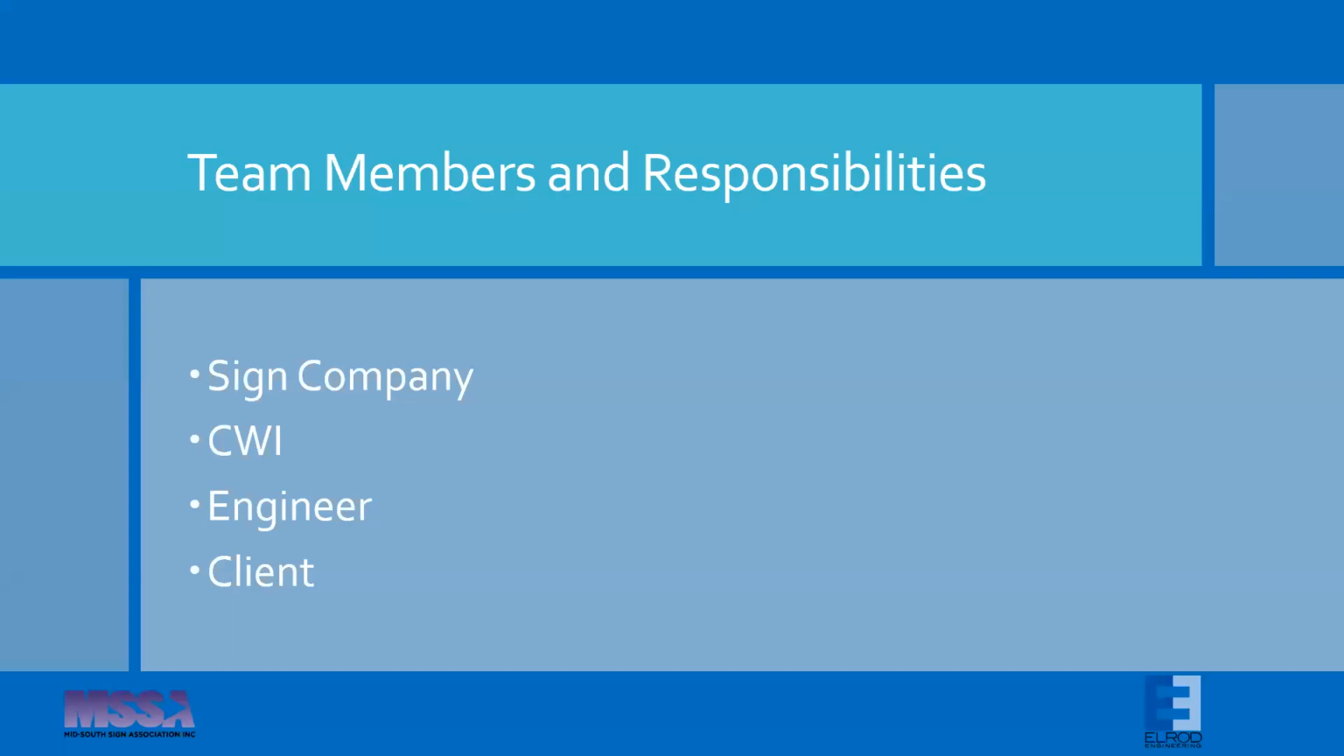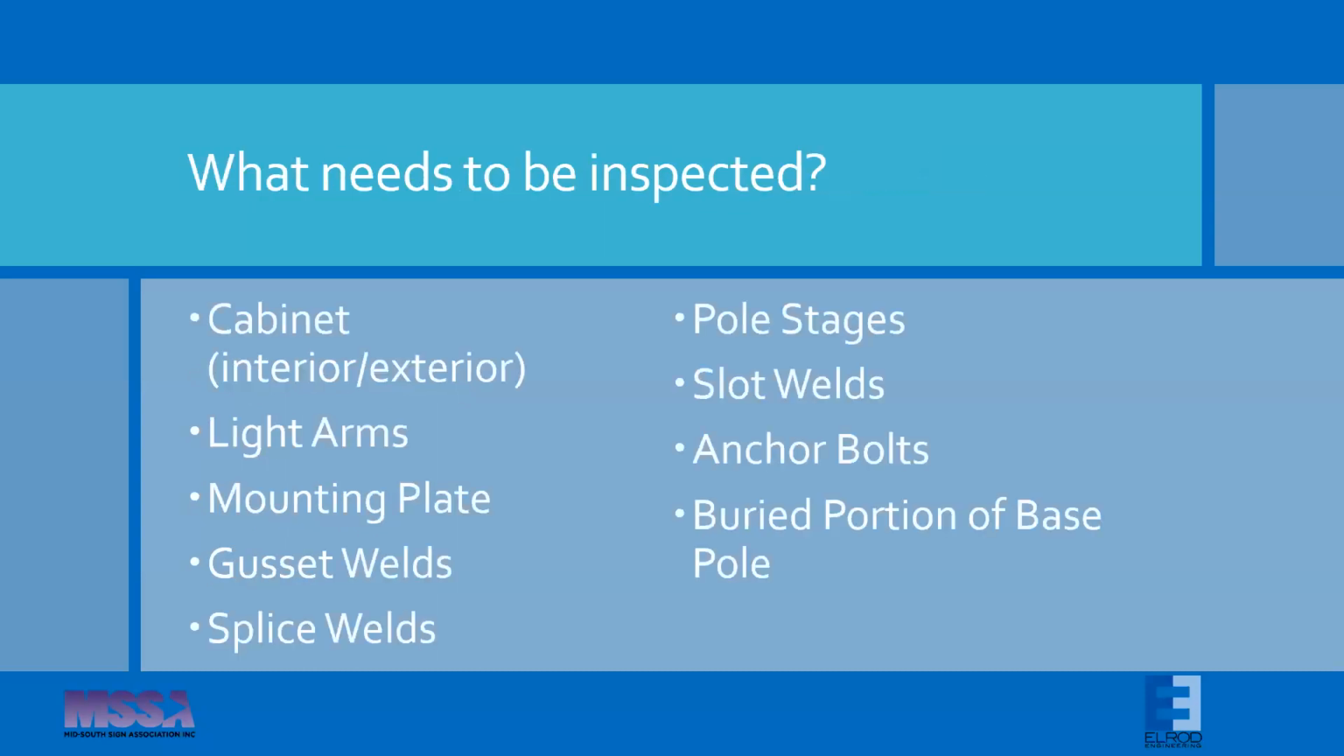You need the engineer to review that information, analyze the structure to make sure it's safe and in good condition. And having a client that is involved and engaged in the process is, again, essential to making this a smooth and productive project. So what needs to be inspected? Essentially, everything top to bottom.